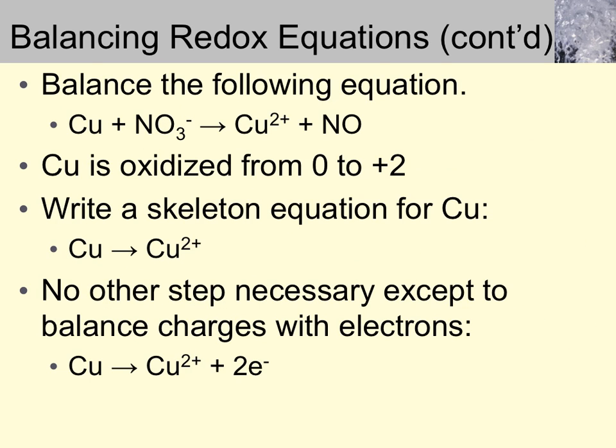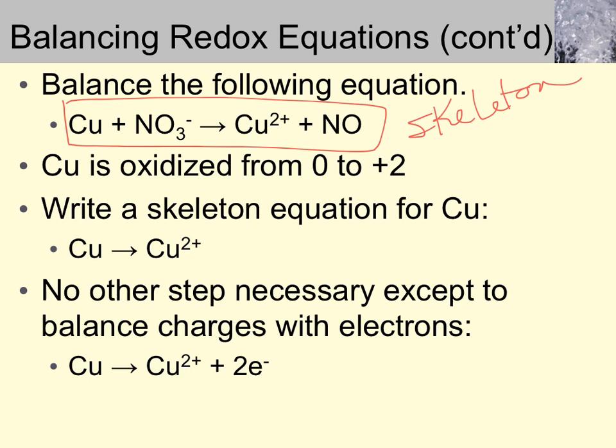Let's go through the entire process following all of the steps. You will be given a typical, we call this skeleton equation, which means it's not balanced. So if you see the term skeleton equation, you need to balance it. Okay, we're going to assign oxidation numbers first. Copper's an element, so it's 0. Nitrate ion has an overall charge of -1.